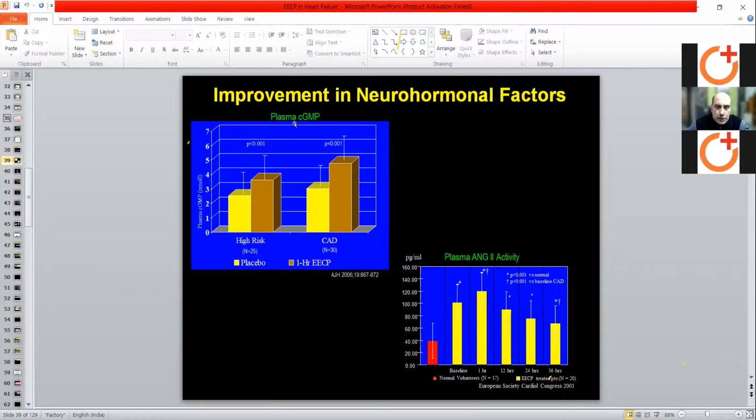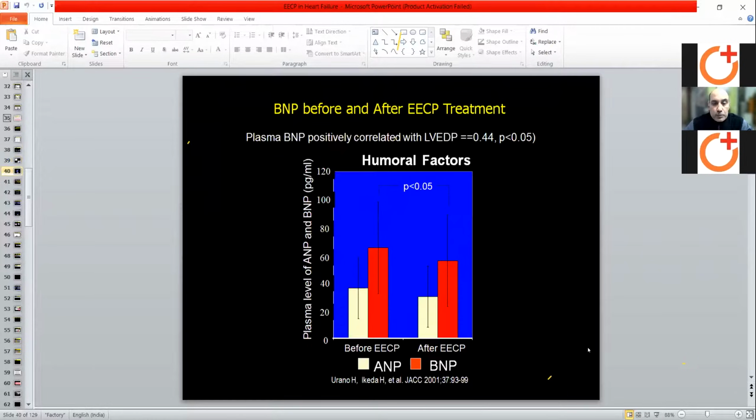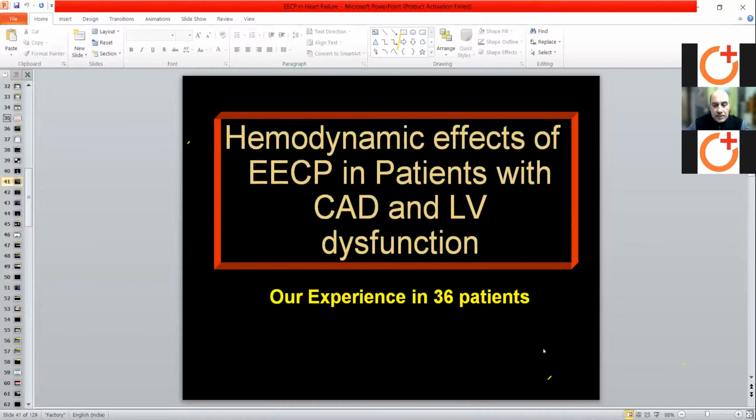The other thing is the cGMP, the cardiac contractility, improves. The angiotensin 2 activity, which is the hallmark of pathophysiology of heart failure, also substantially reduces over the period of time after 36 hours of ECP, which has been noted. Looking at the NT-proBNP or BNP levels, there has been remarkable reduction in BNP levels after the ECP therapies. We have not measured that in our population, but there is data to suggest it's a p-value of significance.